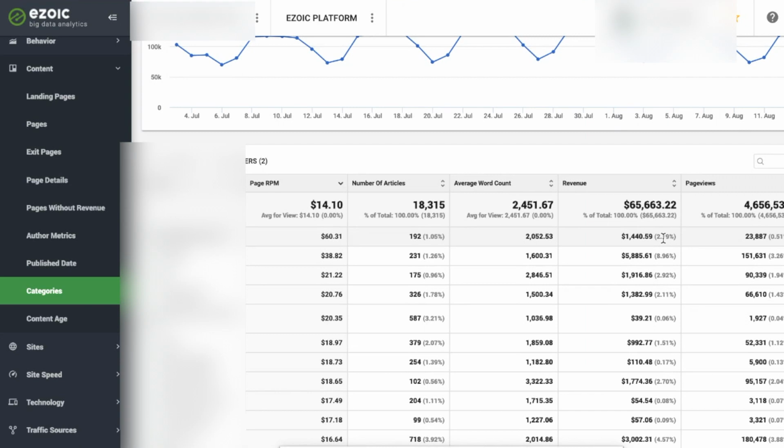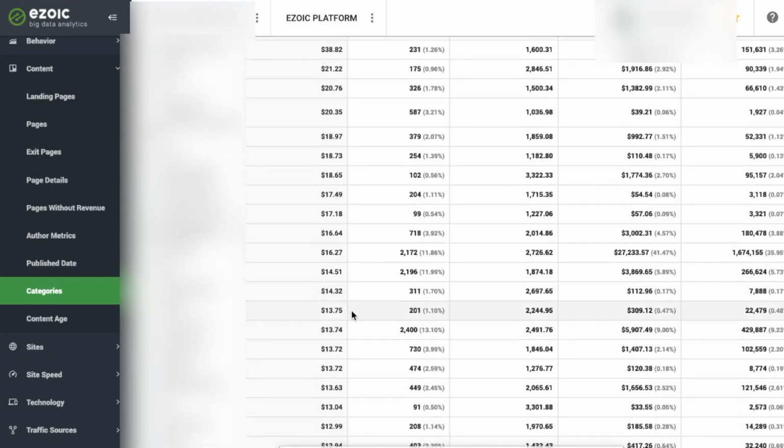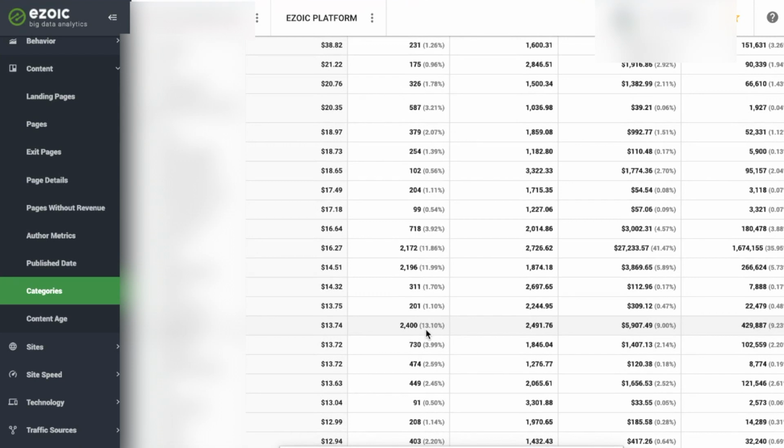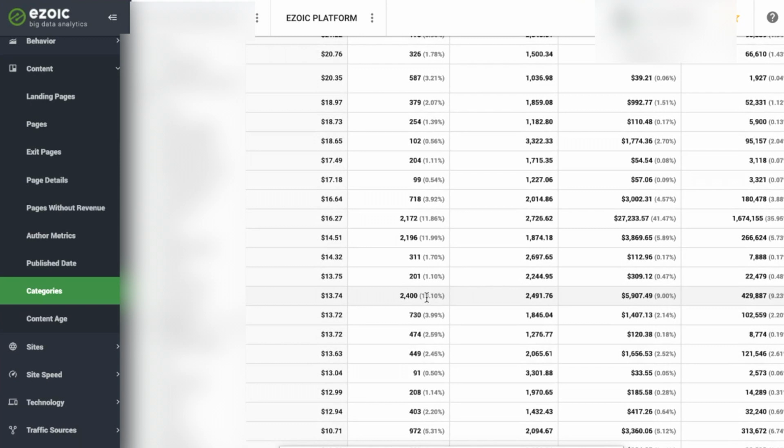But then if we scroll down a little bit further, we can see these are the categories where we are below the average. Here we've got a category where I've written a lot of articles, making up 13% of all my site in this category. And I've got 30 different categories here. So this one's taking up tons and tons of space, but it's producing a lower than average page RPM. And look, 2,491 words on average. So I'm writing more on these pages. I'm writing tons of this content, but it's making me less money. I should be focused more on some of these higher earning categories if I want to work more efficiently.